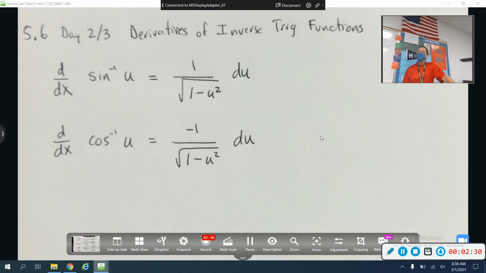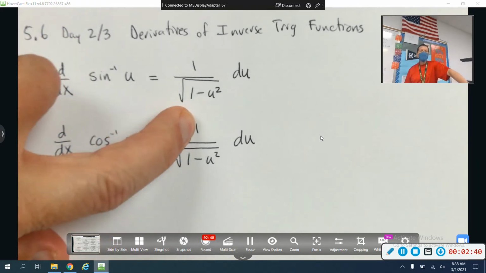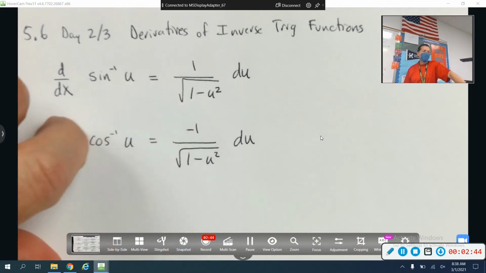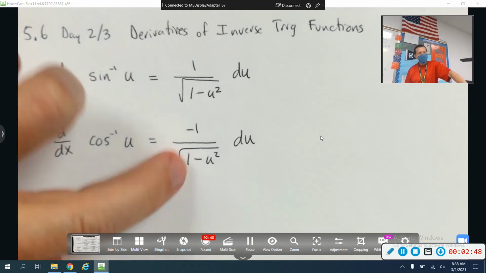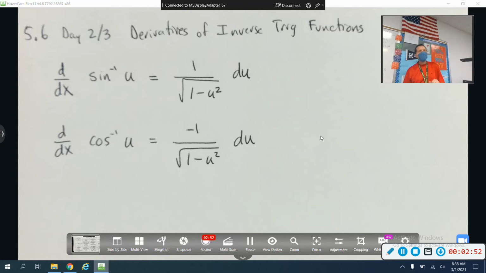And sneak preview for tomorrow, the good news is if you're going backwards, you don't ever have to go backwards into inverse cosine because you could just take the negative out front and make it inverse sine. So it's really easy driving backwards from these. You don't have to worry about inverse cosine because everything will be inverse sine.